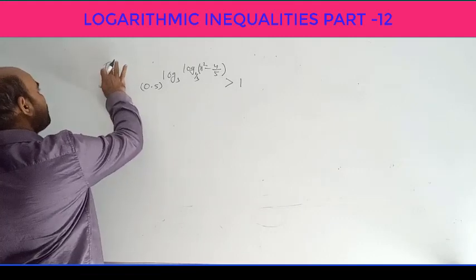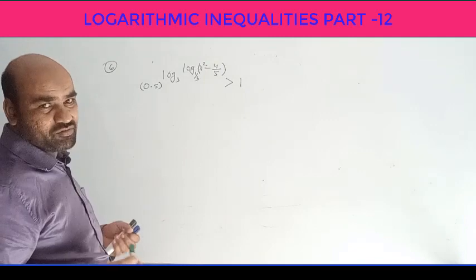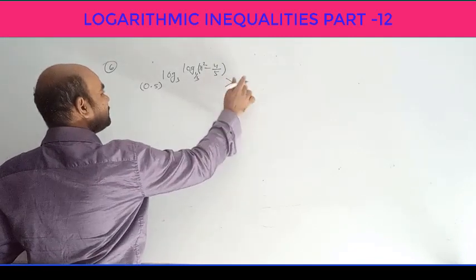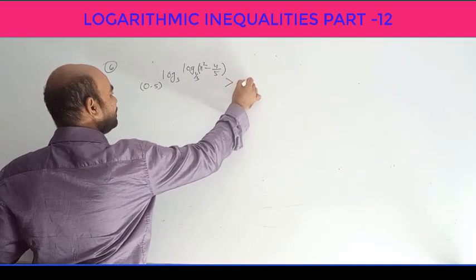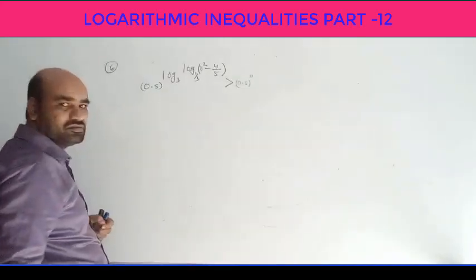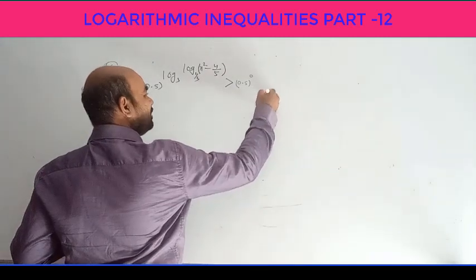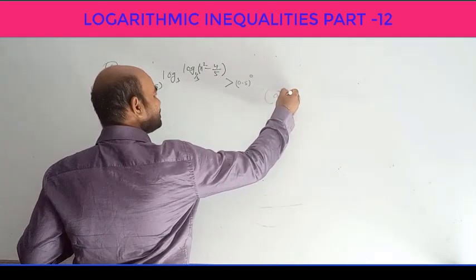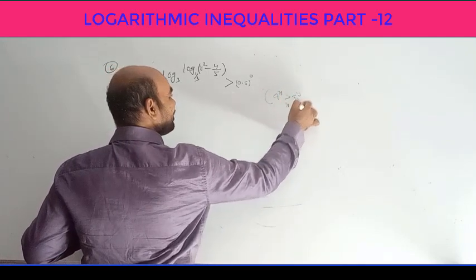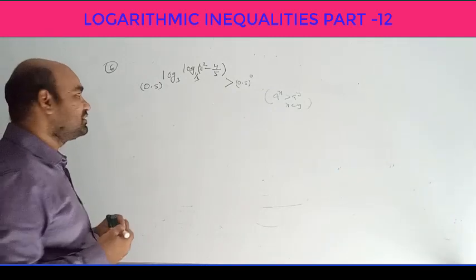Okay students, our sixth problem is this. I want to adjust the problem first. Instead of this one, I want to write 0.5 power 0 instead of 1. One law is there, no? If a power x is greater than a power y, then x is less than y, if your base is from 0 to 1, the inequality is altered.